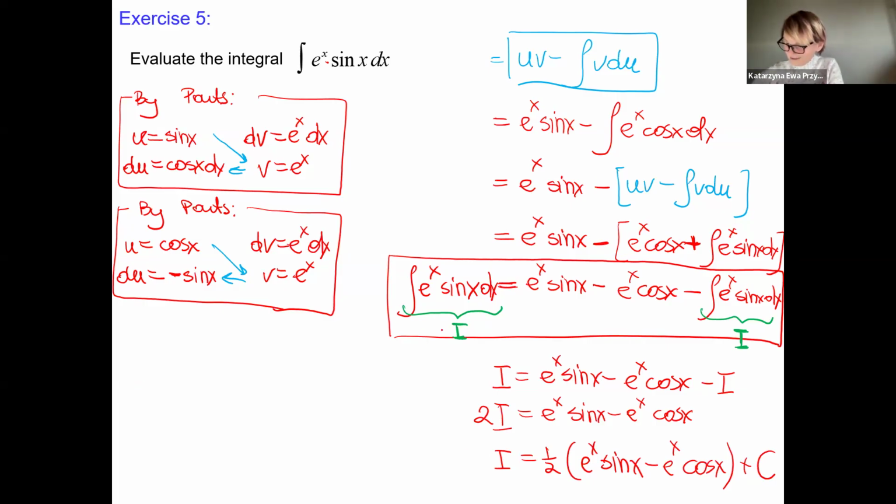Okay, how can I indicate this? Yes, this is I. That's the integral. That means this will be that one crucial step: creating an equation and solving for this unknown, the same integral on both sides.